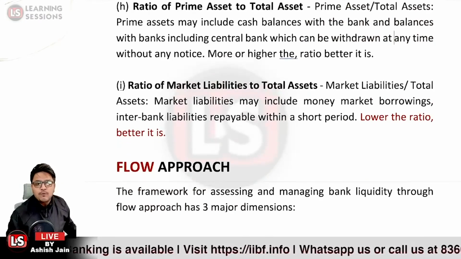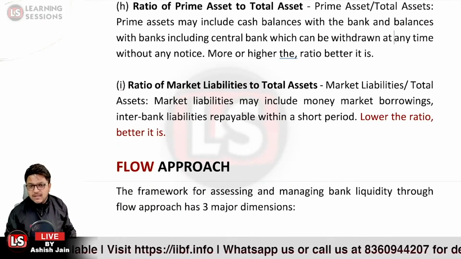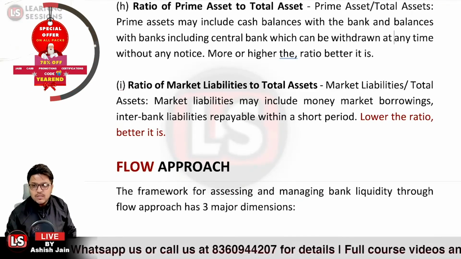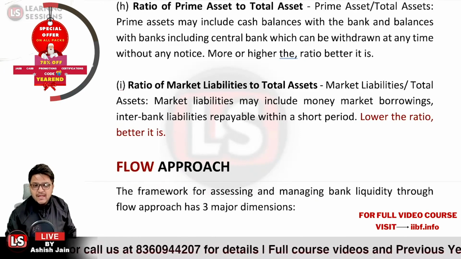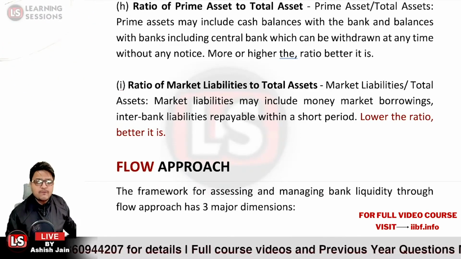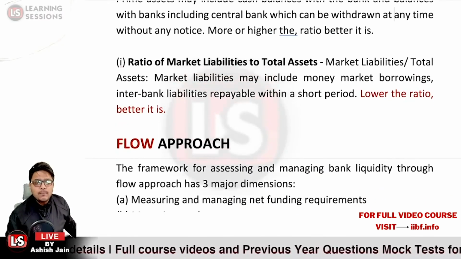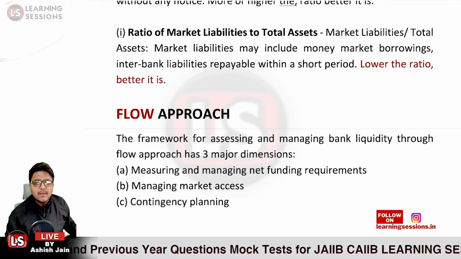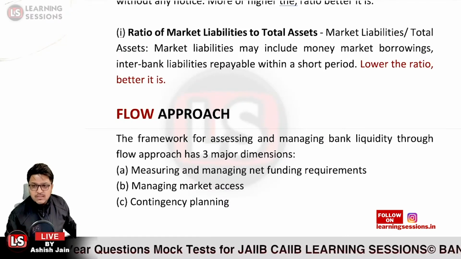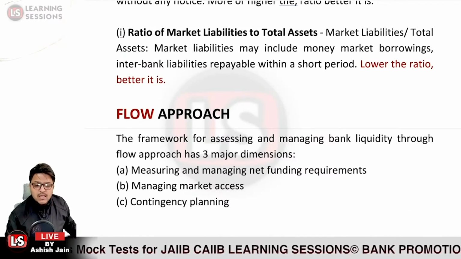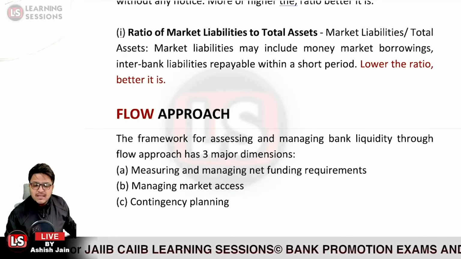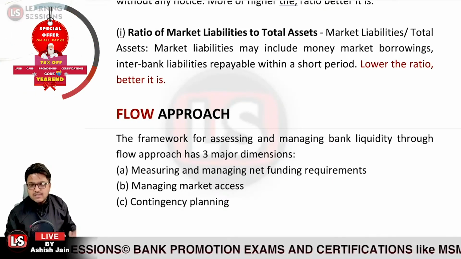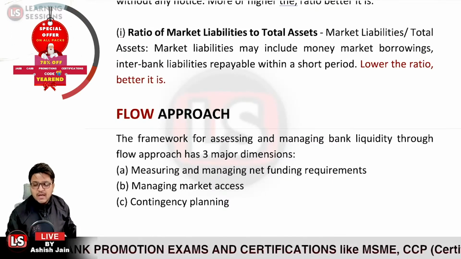And further, it is related to the flow approach. We have learned the stock approach, and those were the 9 points which we covered. Now it is related to the flow approach. A framework for assessing and managing liquidity through the flow approach has 3 major dimensions. First, measuring and managing the net funding requirement, that is, what net fund we require to manage the liquidity risk. Second, managing the market access. And third, contingency planning: if any stress event crystallizes, how you will deal with that.